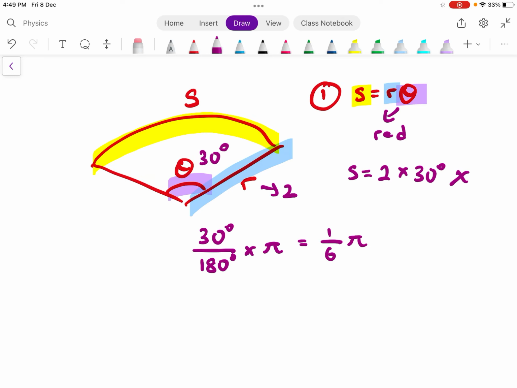After learning S equal to R theta, there is one more formula, which is the area of a sector. A equal to half R square theta. Likewise, R square is your 2 square, the radius. The theta is still the same thing, it must be in terms of radian. With this, let's go through a few questions.